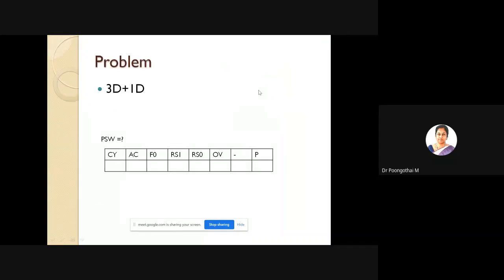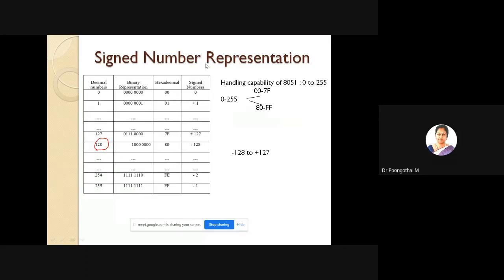Okay. So coming to signed number representation, the handling capacity of the 8051 is from 0 to 255. Since it is an 8-bit processor, it can perform only 8-bit operations, from 0 to 255. Regarding signed numbers, the range is divided into positive and negative numbers. So 0 to 255 is divided into positive and negative. The positive range is 0 to 7F. The negative range starts from 80 to FF.